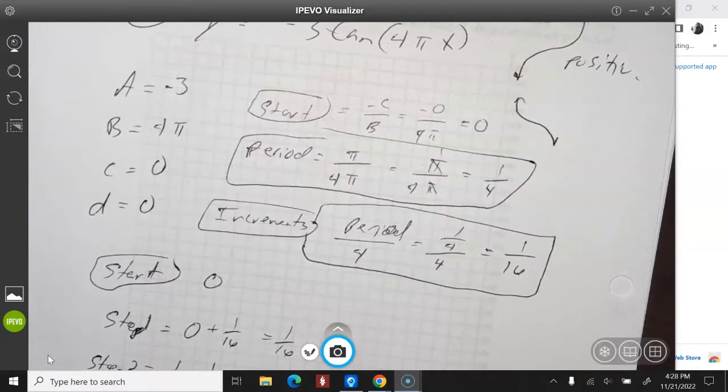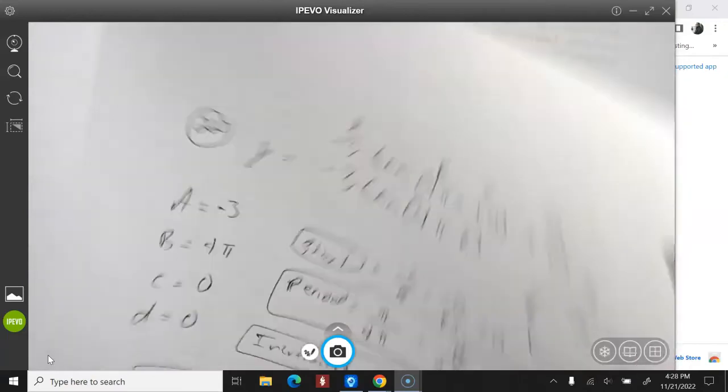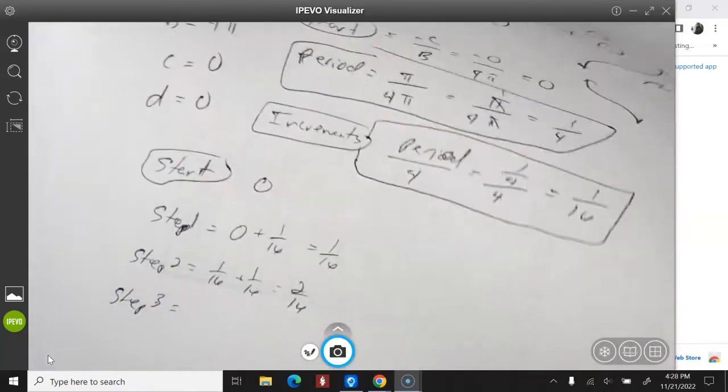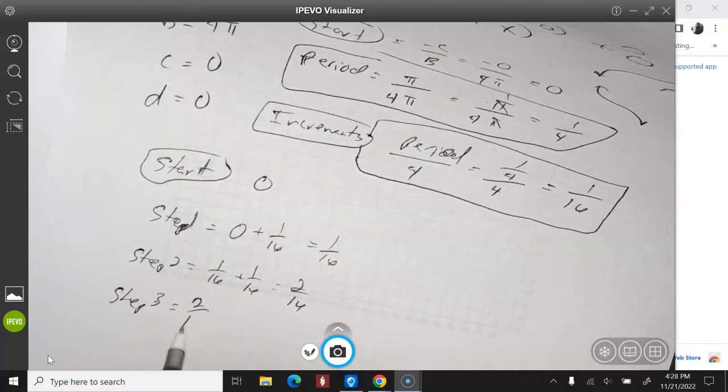And I see the pattern already. Pretty easy when you go through 0. So the next increment over is going to be 2 over 16 plus 1 over 16, which is 3 over 16. So I know the next number at step 4 is going to be 4 over 16.